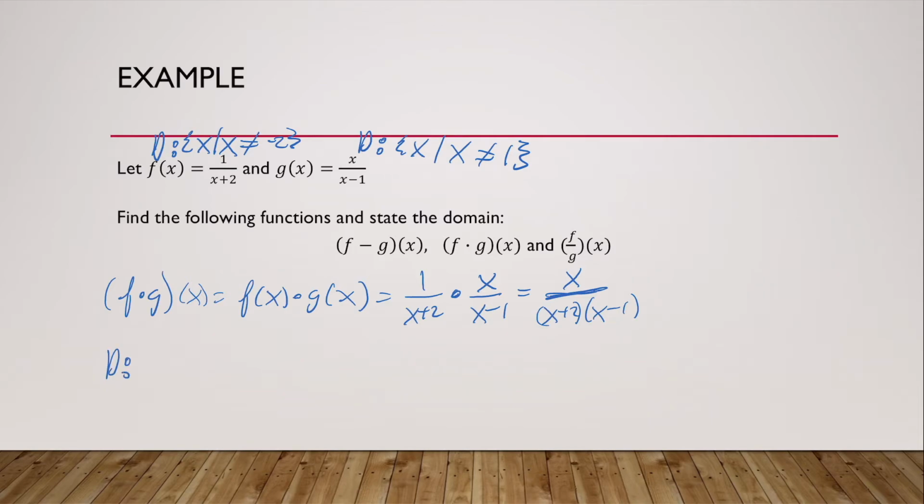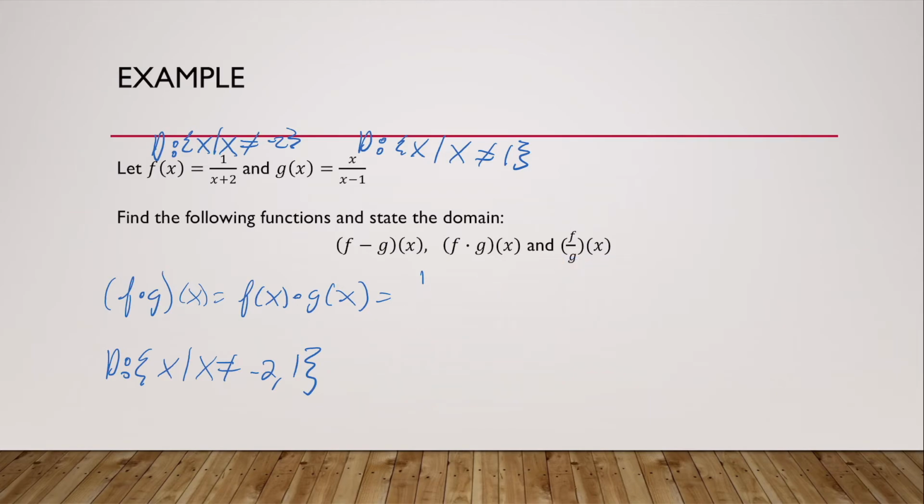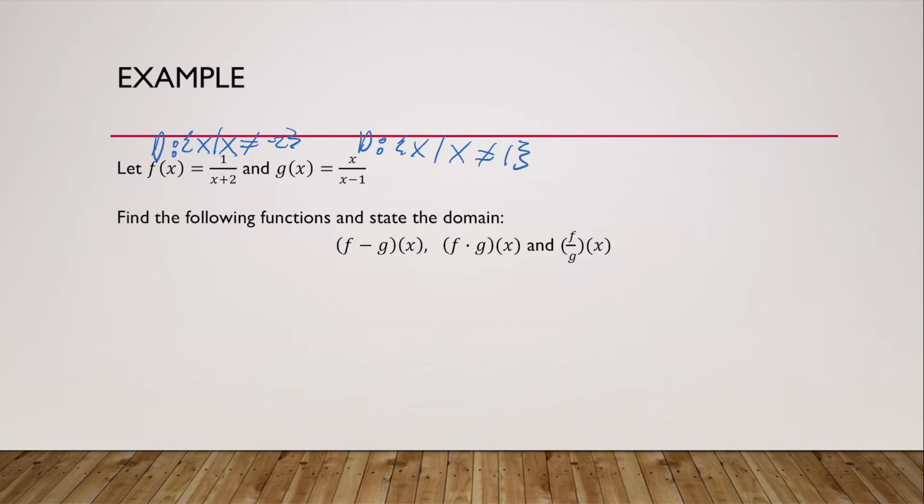Again, my domain includes both of these values. So it's x such that x doesn't equal negative 2 or 1. All right, let's try f divided by g of x. And I'm just going to go ahead and erase down here to find the quotient function. Remember, when we're dividing fractions, we keep the first fraction the same, we change from division to multiplication, and we flip the second fraction.